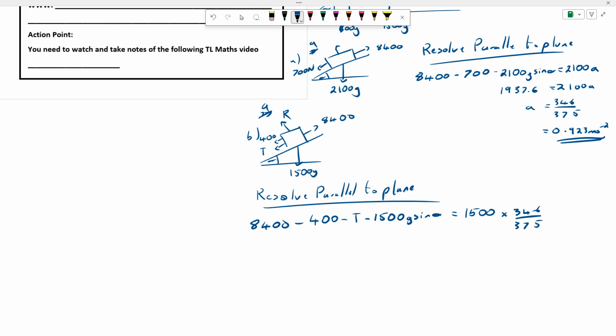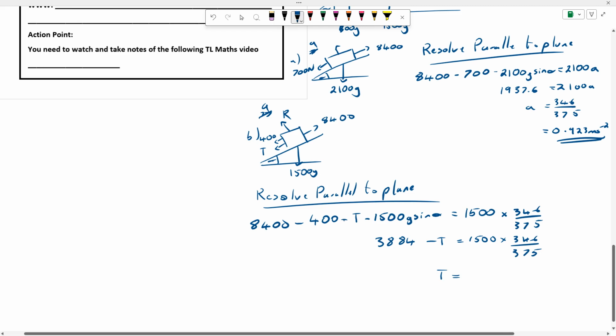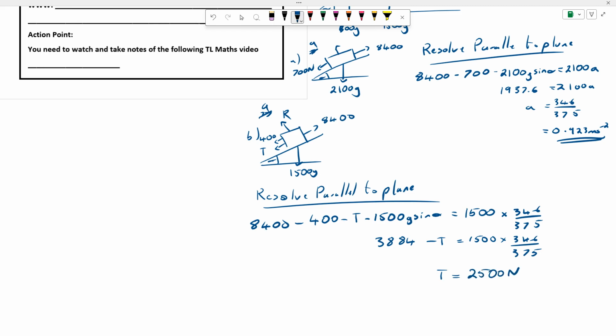So if I tidy up this left-hand side, the only thing I don't know is T, so let me leave the minus T. Everything else I can type in my calculator, because I know sine alpha is 7/25. If I type everything in, I get 3,884, and on this side, I still have 1,500 times 346/375, which I'm pretty sure will give me a really nice number. Now all I'm going to do is solve for tension. So 3,884 minus this right-hand side gives me 2,500 newtons exactly.